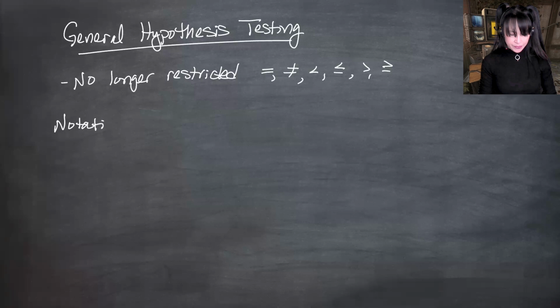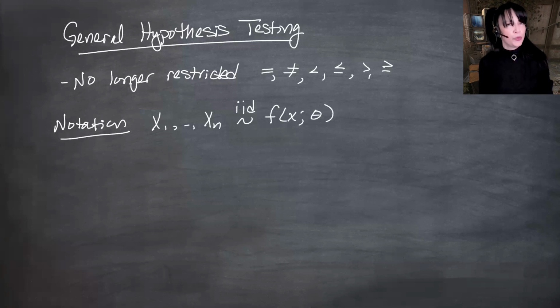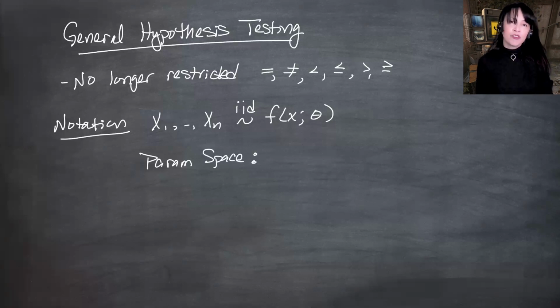So some notation, we're going to have x1 through xn, IID from a distribution that depends on some parameter theta, which could possibly be vector valued. So for every parameter, we have a parameter space. For example, if this theta is the lambda for the exponential, lambda takes on values from 0 to infinity. If it's the p for a geometric distribution, it takes on values from 0 to 1 inclusive. So we have a parameter space, and I am going to denote the parameter space with this kind of capital theta.